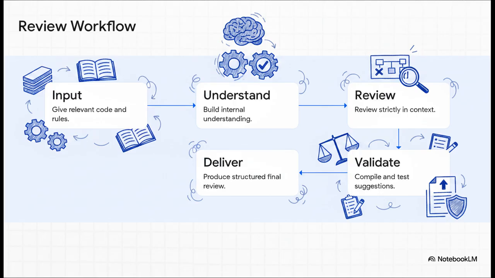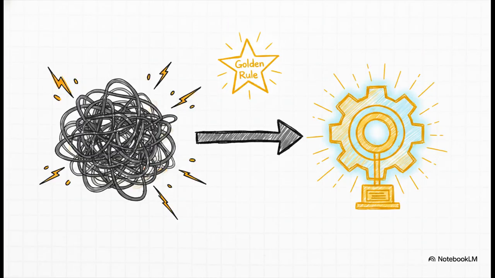1, you provide scoped input in your project's specific knowledge base. 2, the model reads and actually internalizes those specific rules. 3, it reviews your code strictly in context, making 0 wild guesses. 4, it validates and compiles its own suggestions. And 5, it delivers a nicely structured, actionable review back to you. The source material summarizes this entire framework with one overarching golden rule for AI code reviews, and it's a great one to remember. Be context-aware. Be evidence-backed. Be constructive. Help make the codebase better.